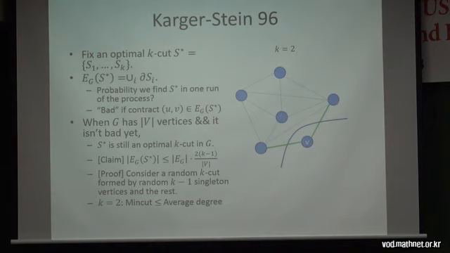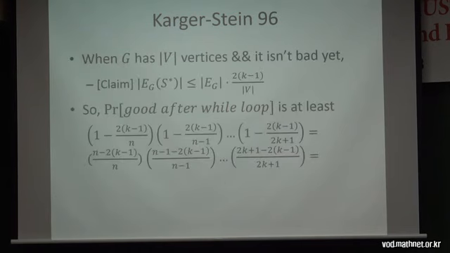Given this claim, we can compute the probability that we are still good even after the end of the while loop, which is 1 minus the failure probability.